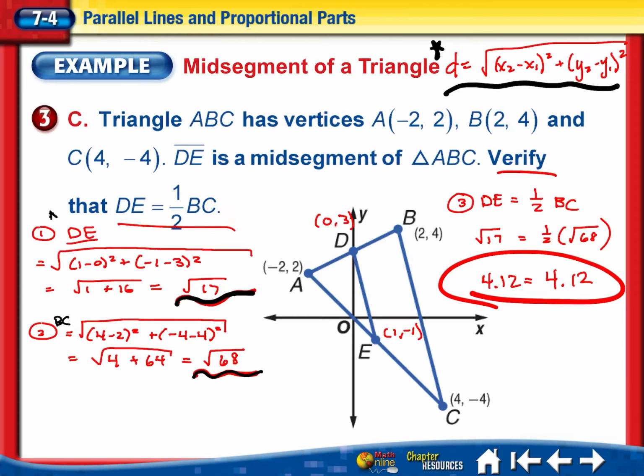So now that was our first two steps. And now the third step is to verify that DE is 1/2 of BC. So we wrote that down. We wrote DE is 1/2 of BC, and then just substituted in those values that we found in steps 1 and 2. And when we work through it, simplify those values, we got 4.12 is equal to 4.12. So it worked out perfectly.